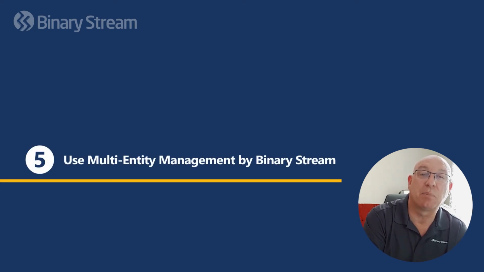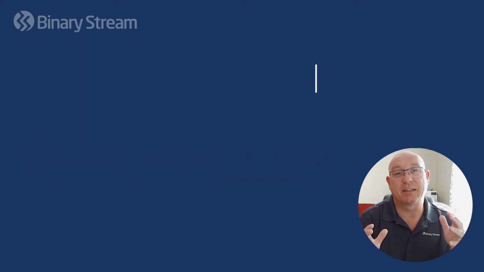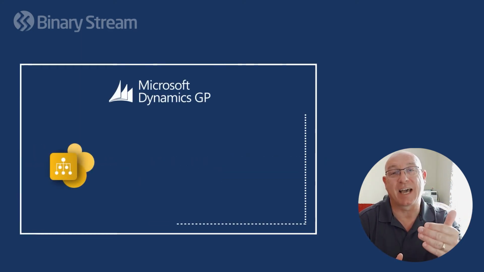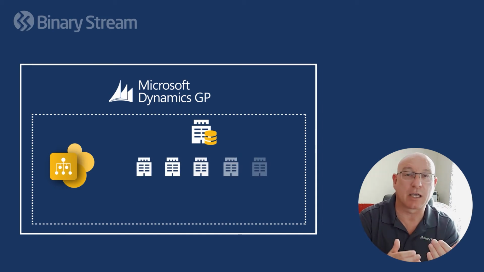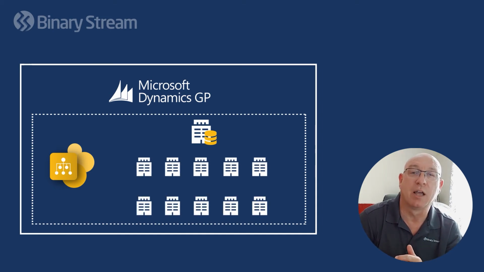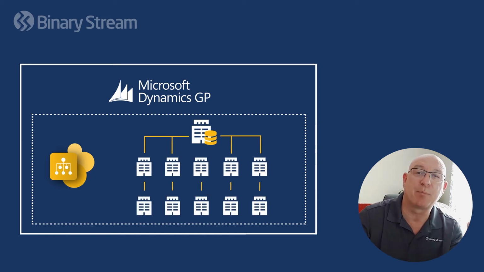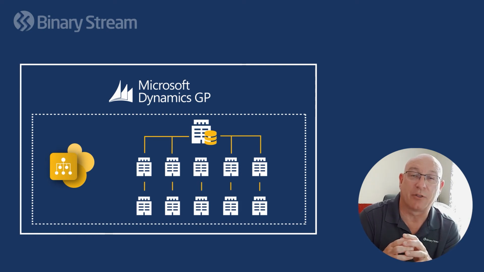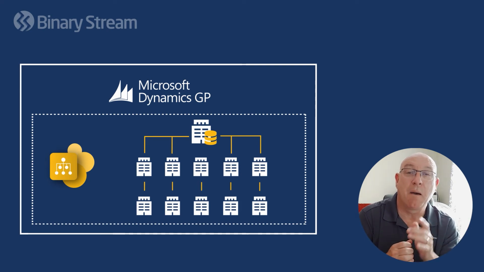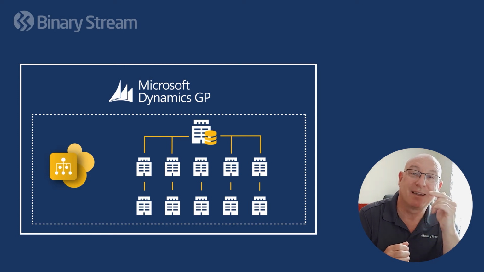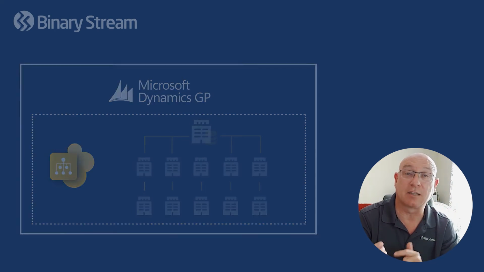Number 5, and this one wraps up the other 4. To run multiple companies in Dynamics GP, the easiest way to do it is using Binary Stream's Multi-Entity Management. This is a fully embedded Dynamics GP module, sits inside of GP, no need to be logging in, logging out, no need to go out there somewhere. It sits inside of GP, lets me bring all of my companies together, and there are tools to help you do that as well. But it will then eliminate the need to log in and log out.